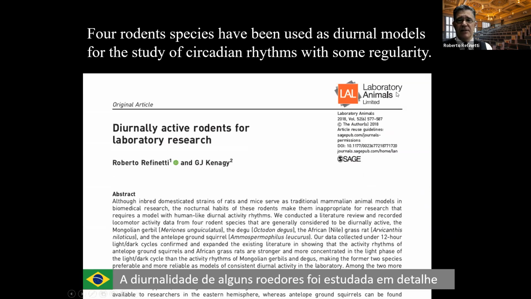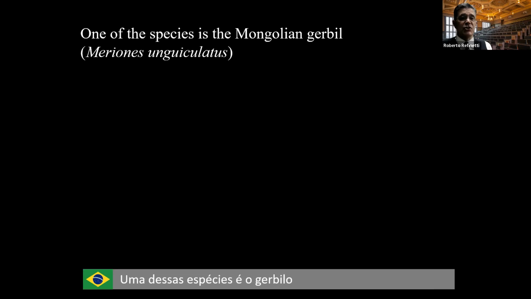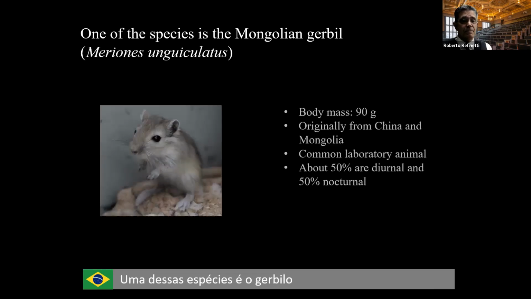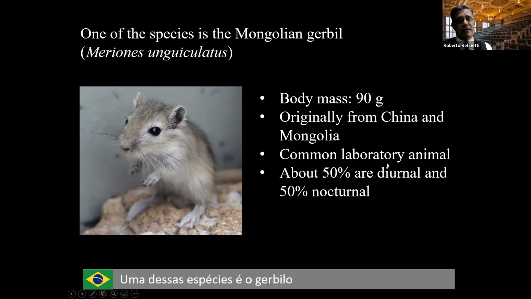And this is the article published in Laboratory Animals in 2018. My collaborator is Professor Refinetti in Washington. One of the species is the Mongolian gerbil, Meriones unguiculatus. It's a smaller animal, not as small as a mouse, but 90 grams. They're originally from China and Mongolia. They're a common laboratory animal, available from breeders for laboratory animals. About 50% are diurnal. The other 50% are nocturnal.